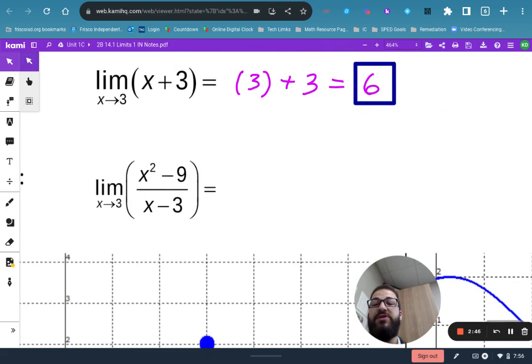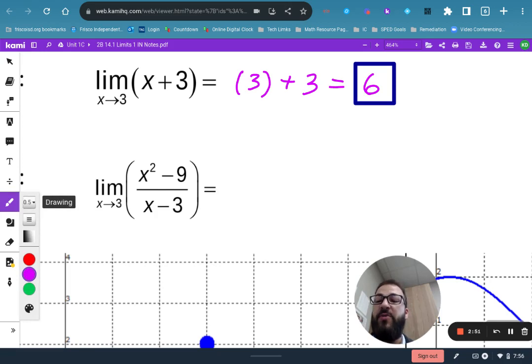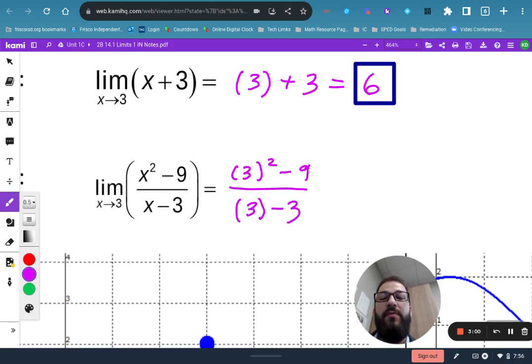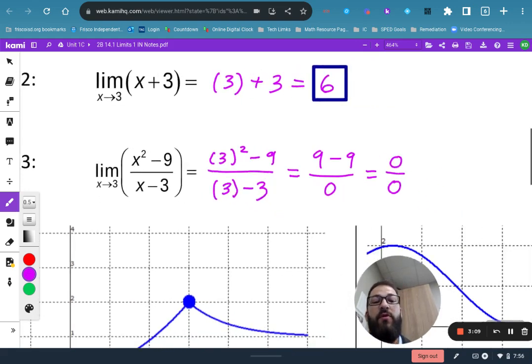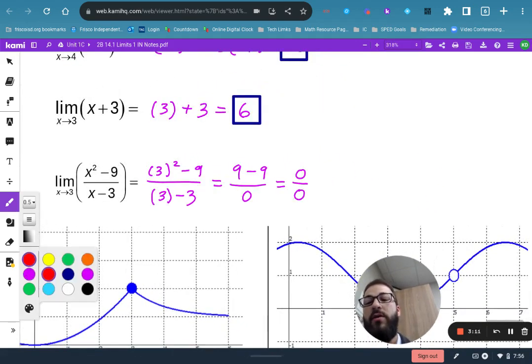We have the limit as x approaches 3 of x squared minus 9 over x minus 3. So once again, we have a function and we have a value of x, so we're going to plug it in. So 3 squared minus 9 over 3 minus 3 is equal to 9 minus 9 over 0, which is equal to 0 over 0. Now, we've talked about this before, okay? We can't have this 0 over 0. We actually call it an indeterminate answer.